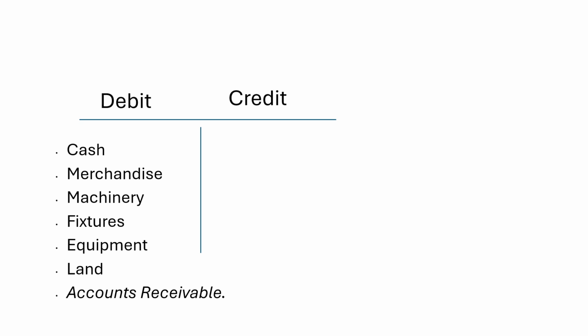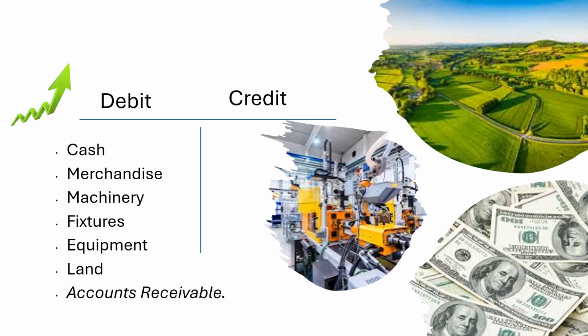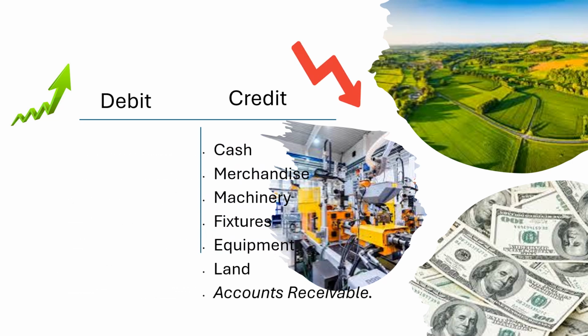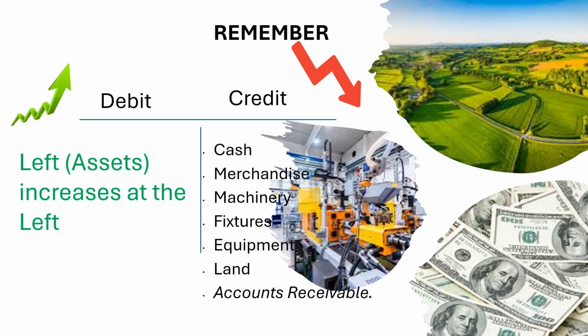As we told, if assets increase, it will be on the left hand side. That means the debit. So that means the assets have increased, so we are going to put it on the left hand side. However, if it reduces, then all the items, that means the assets, will go to the right hand side. That means the credit. So just remember, the assets increase at the left. So if the assets increase, it will be at the left. That means it will be debited.